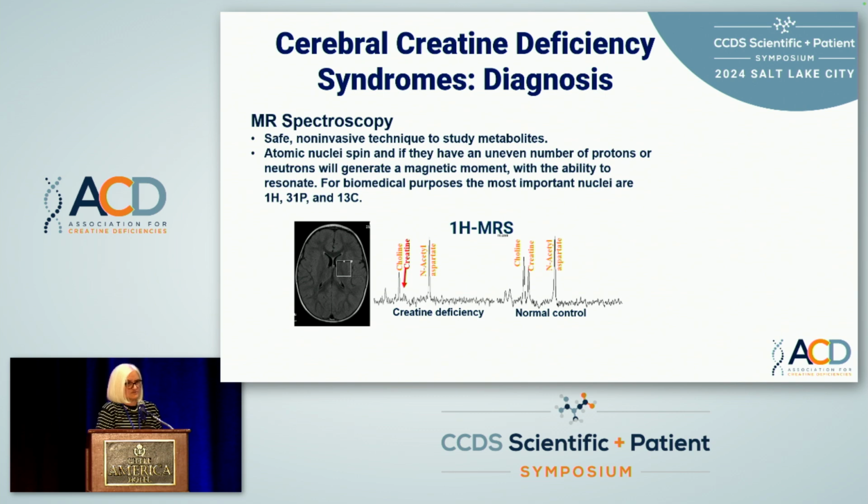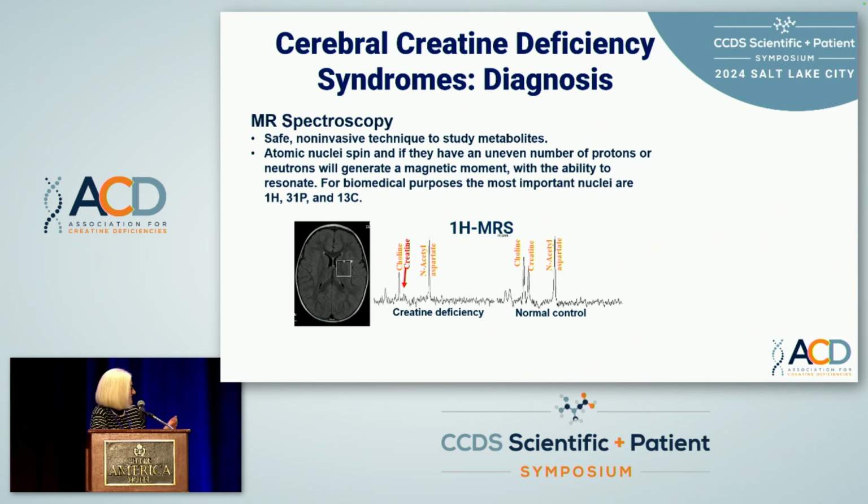How are they diagnosed? One thing that they all have in common is low creatine in the brain. By MR spectroscopy, you can see that the peak of creatine is either missing or reduced. On this MR spectroscopy drawing, on your left is the result from a patient with creatine deficiency, and next to it is an unaffected control.